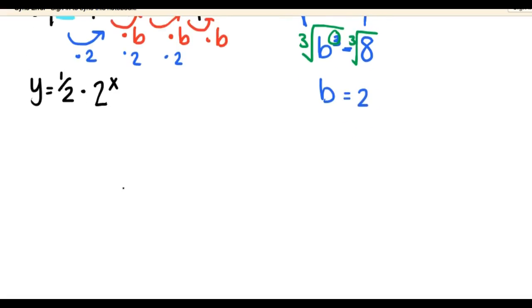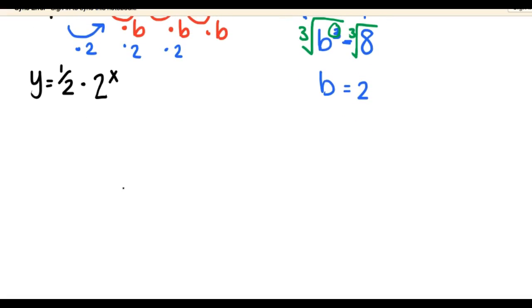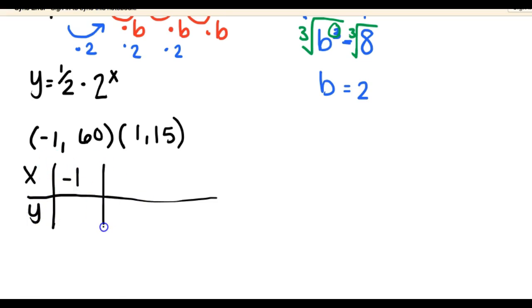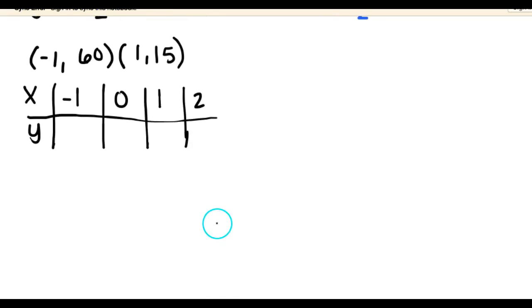Shall we keep going? Okay. Let's try this one. What if it goes through the point (-1, 60) and (1, 15)? This one's going to be a little bit harder, so let's see how we do with this. X and Y, and this one starts at negative 1, 0, 1. We could keep going if we wanted to. It's up to you, but we don't have to. So let's fill it in. Negative 1 is 60. 1 is 15.